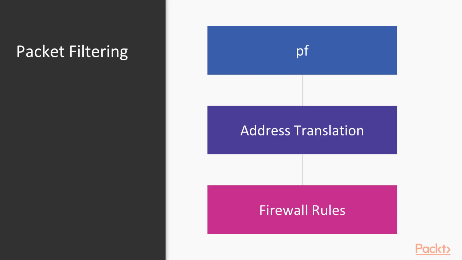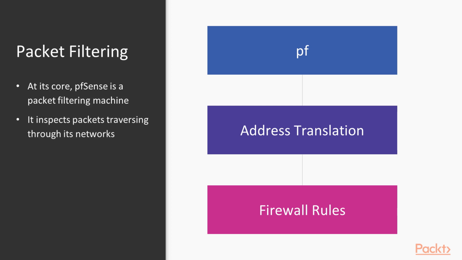It is important to understand the mechanisms which lie beneath address translation and firewall rules. These features are provided by pf, which is short for packet filter, and that is the packet filtering program used by the BSD operating system underlying pfSense. The pf in pfSense stands for packet filter. At its core, pfSense is a packet filtering machine. It inspects packets traversing through the networks attached to it.